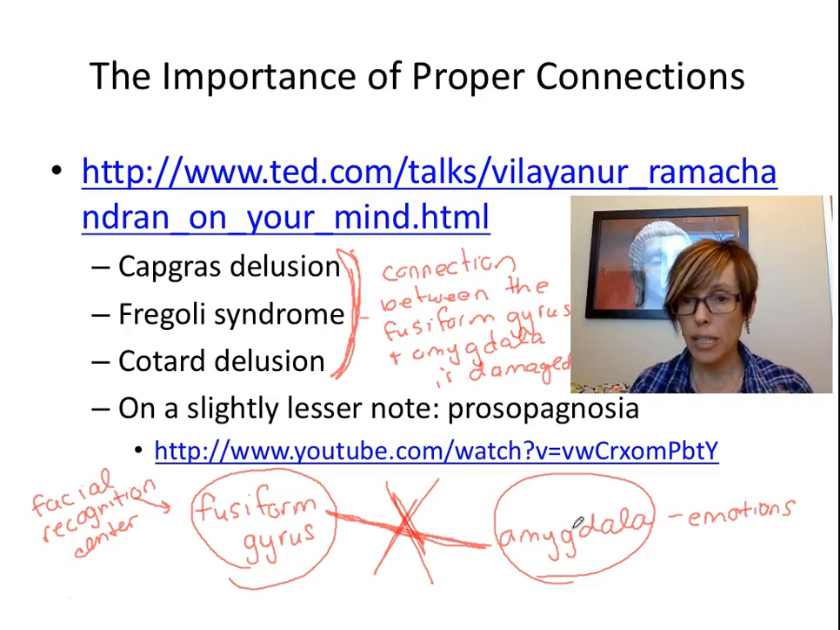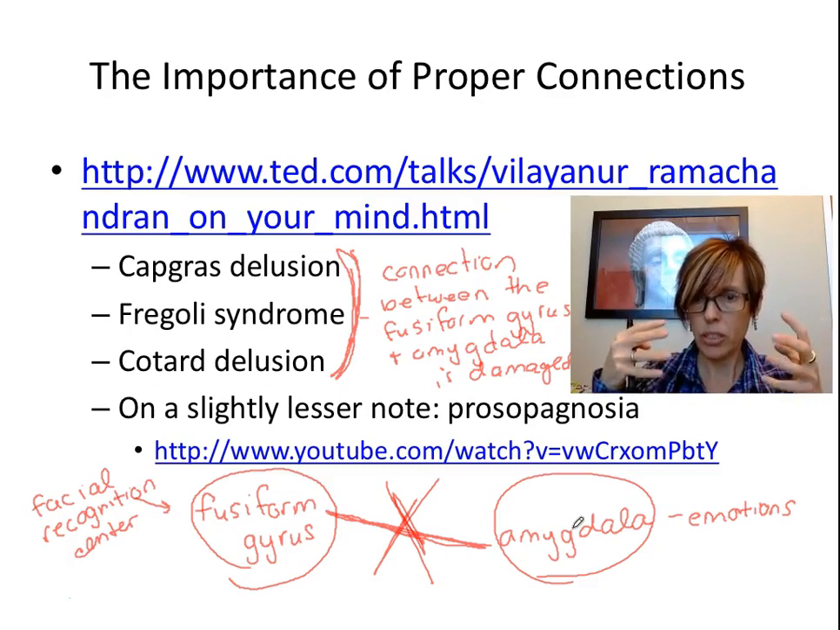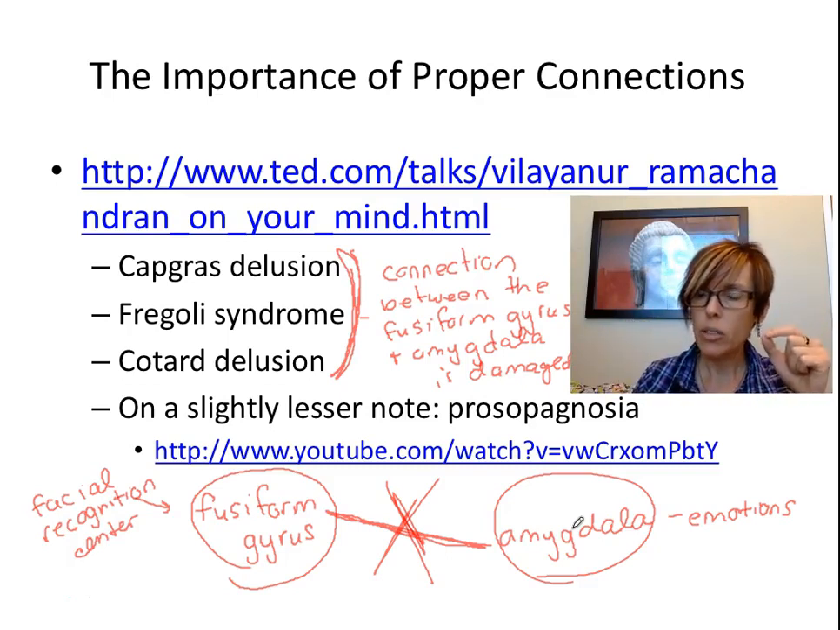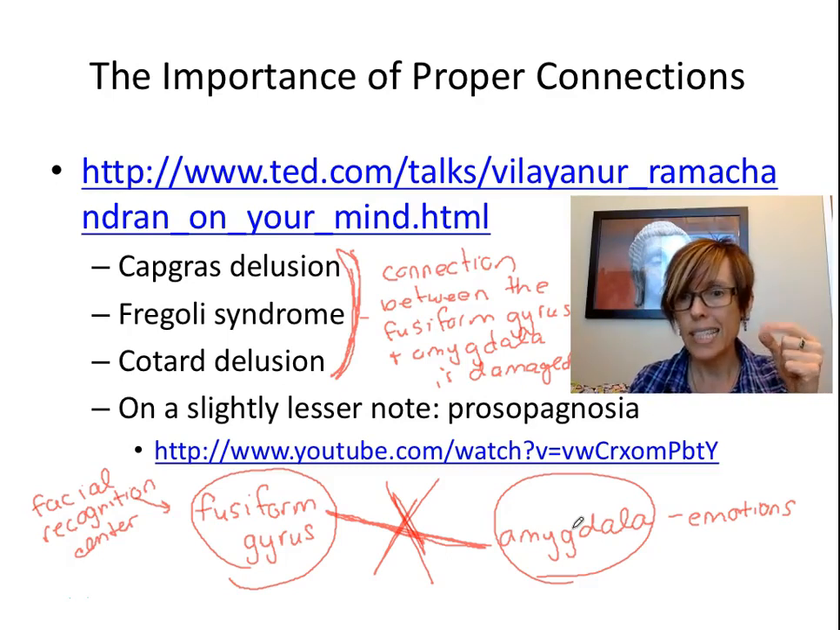For Goli syndrome, again, same damage, okay? And sort of the same idea is that the brain kind of does this, but I should have an emotional response, but I don't. But it's even weirder than Capgras delusion. And for Goli syndrome, the individual thinks it's a single individual wearing different masks, impersonating different people.